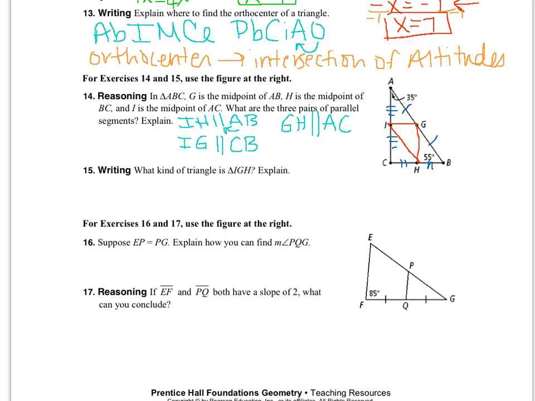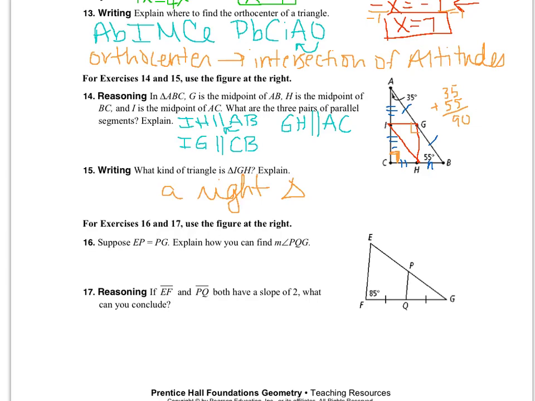But okay, so 35 and 55 are two of my angle measures. Let's add those up and see what happens. 35 plus 55, that gets me 90, which means I must have a 90-degree angle right here at angle C. Okay, so I know that's a right triangle, which tells me that IGH also has to be a right triangle. Your explanation could be something about the fact that it's similar to your original triangle ABC, which you determined is a right triangle.